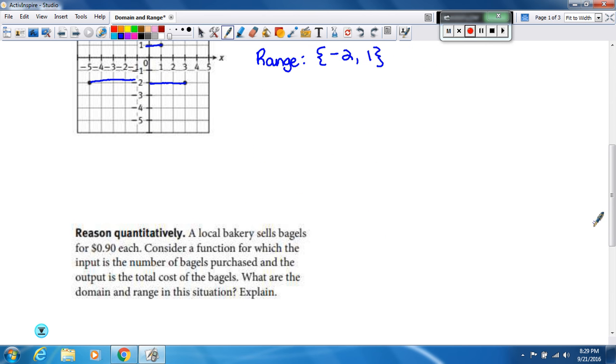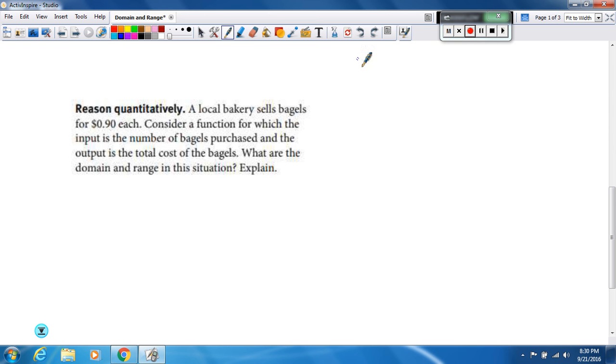A local bakery sells bagels for 90 cents each. Consider a function for which the input is the number of bagels purchased, and the output is the total cost of the bagels. What are the domain and range in this situation, and explain? Okay, the domain will always be with the words each, per, or every. So the domain is how many bagels you can have. Okay? How many bagels?